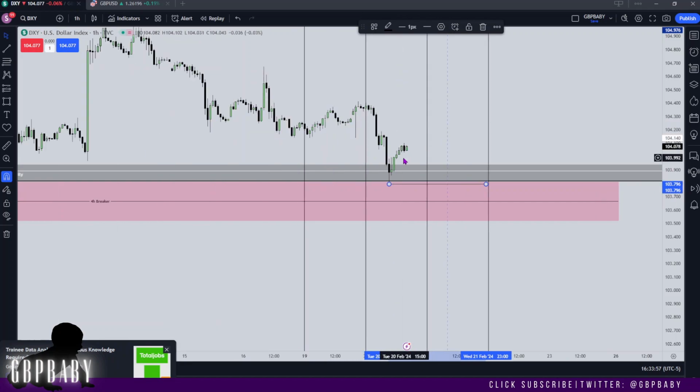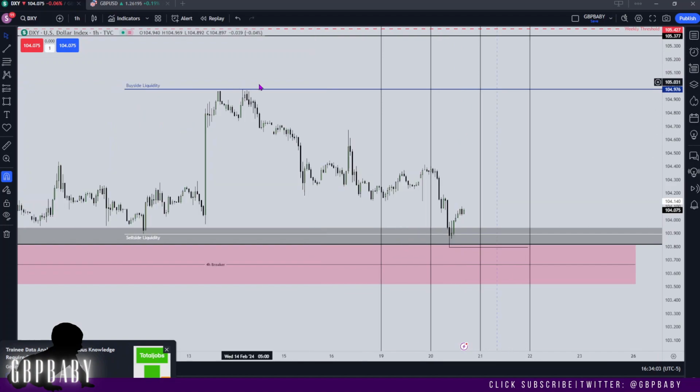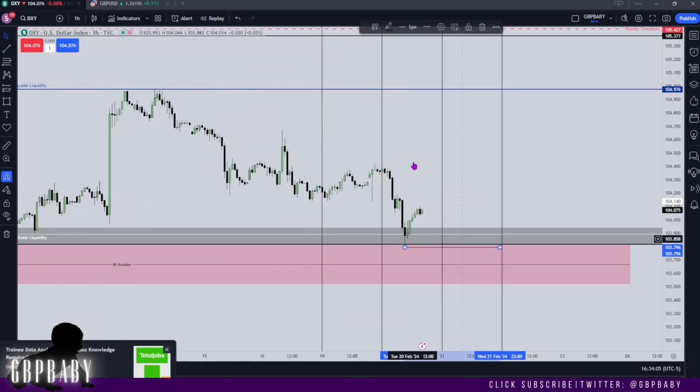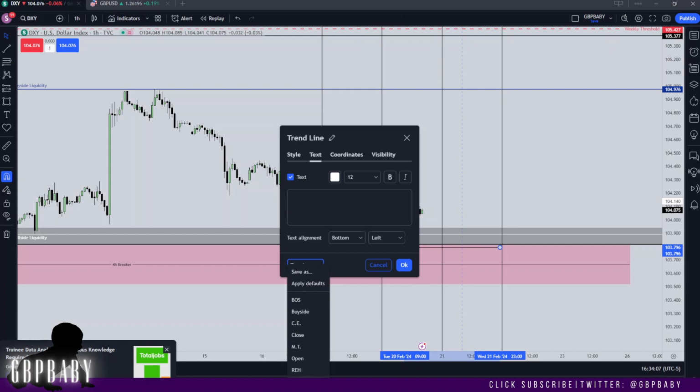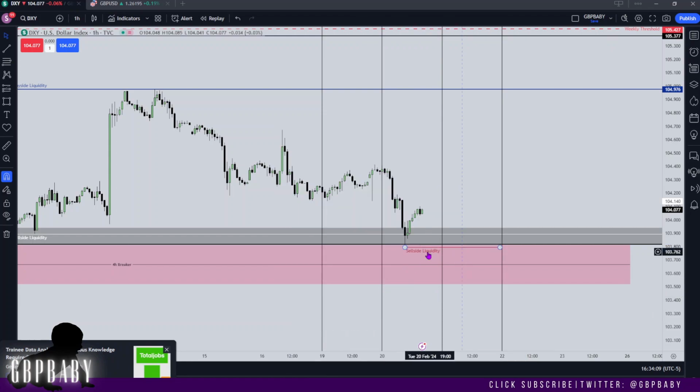Other than that, price may find support, trade higher, and again a setup should form, allowing us to start working our way up towards this buy side liquidity. So either can happen, but at least we have a basis and an understanding of what we can expect.